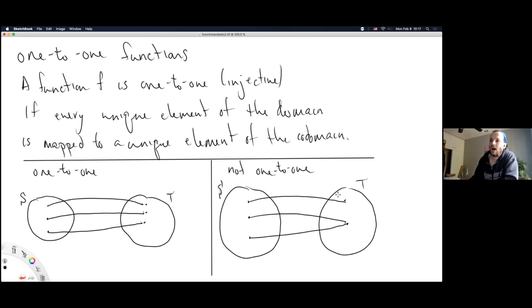Do you see in the not one-to-one function, there are unique elements in the domain that are not mapped to unique elements in the codomain? Yeah, Edward, we see that. Great picture. Thanks. So the example from before would be not injective, right? The x squared? Correct. And so that's exactly what we're going to go back to.